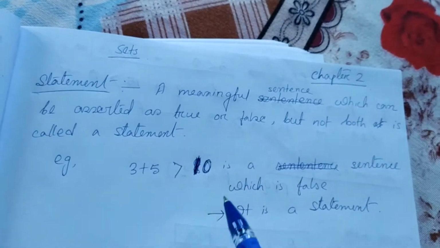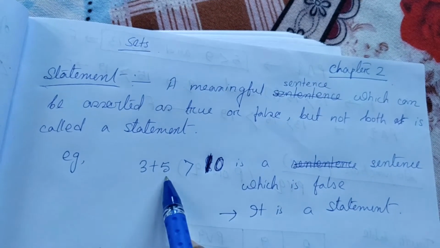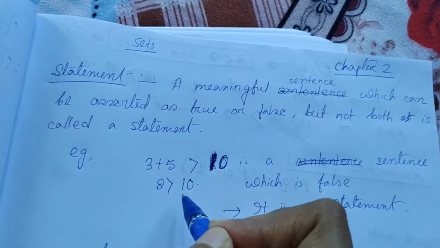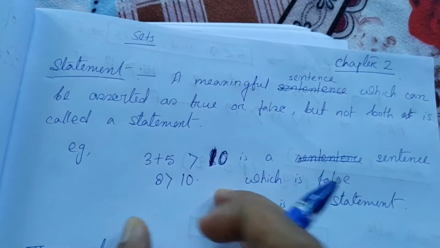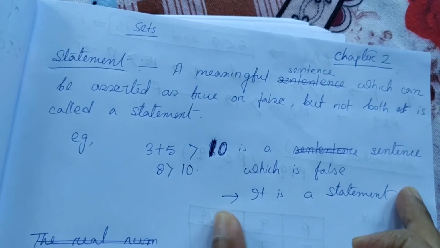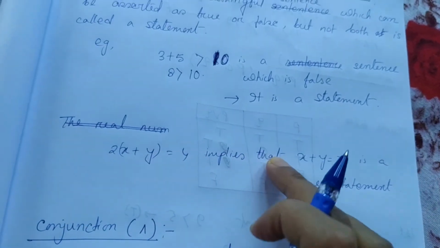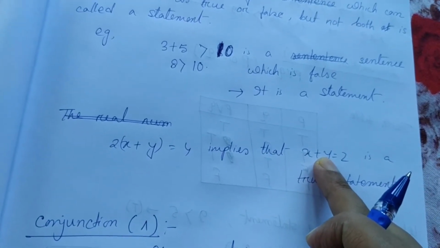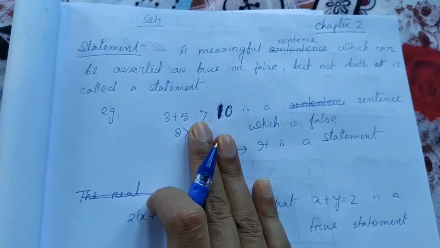For example, if I say 3 plus 5 is greater than 10, it is false. 3 plus 5 is 8. 8 is greater than 10 I have written. So is it true? No, it is false. But it is a meaningful sentence which is false. There is no doubt. But it is a meaningful sentence. So it is a statement. Okay. Now if I say 2x plus y equals 4 implies that x plus y equals 2, this statement is true. Okay. So it is a true statement. Okay. So this is all about statement.